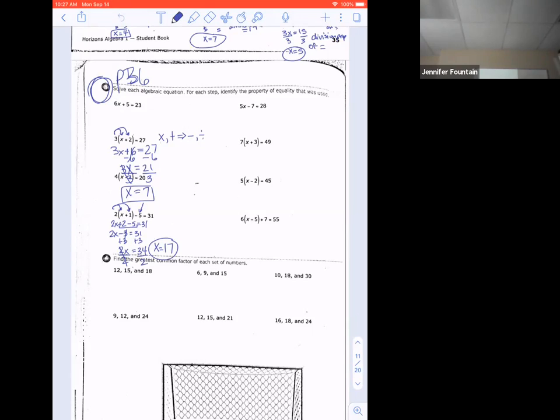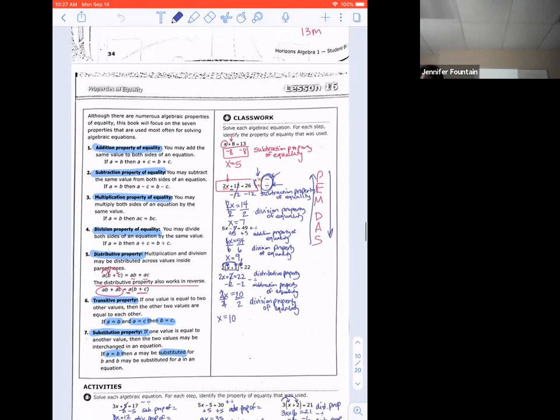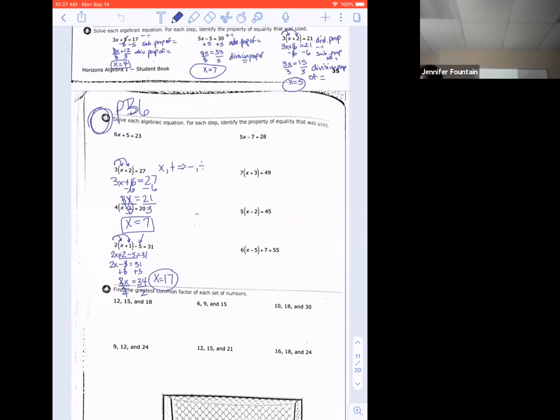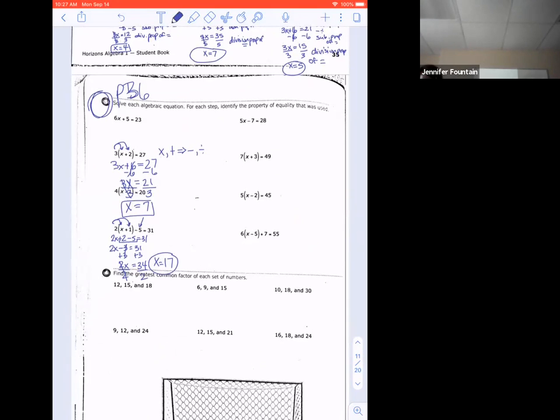Okay, so we're open to page 36. This went along with lesson 16, dealing with our properties. The direction is to solve each equation, and then for each step, identify the property of equality that was used. Hopefully you wrote down the property. If you did not list them out, then we need to go through and talk about them. So page 36.